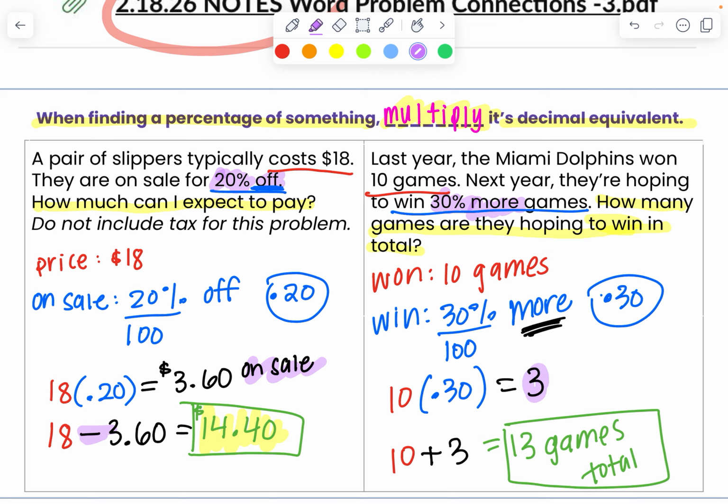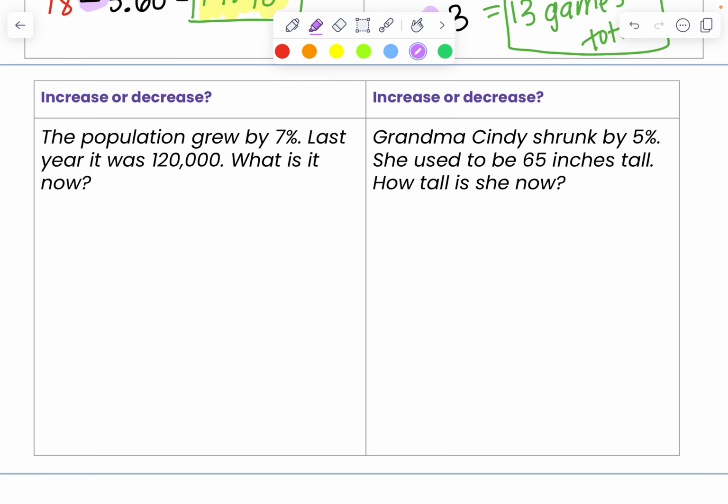Here's 2 more scenarios where they're going to behave similarly, but I'm going to ask us first to decipher if the problem is going to give us things that are increasing or the problem is going to give us things that are decreasing. So the first problem says the population grew by 7%. Last year it was 120,000. What is it now? So the first question I want you to pause and think about is this increasing or is this decreasing, and how do we know?